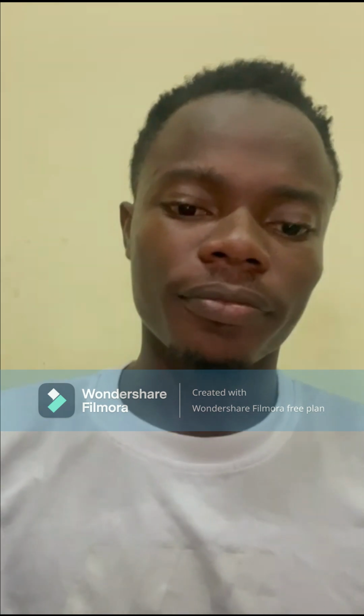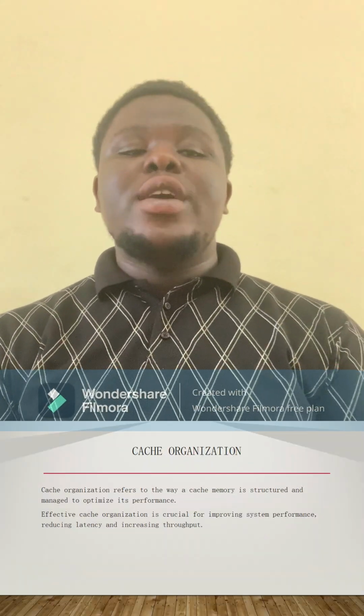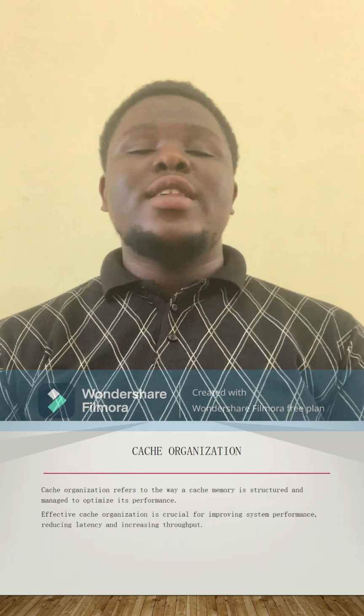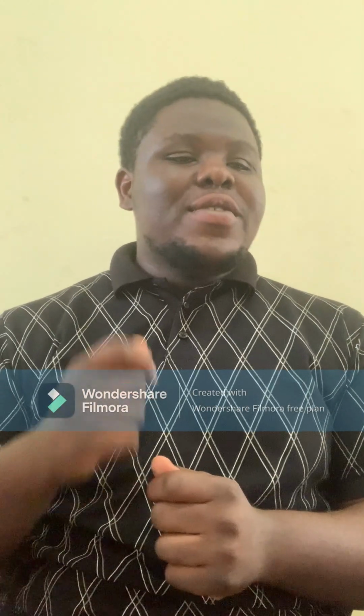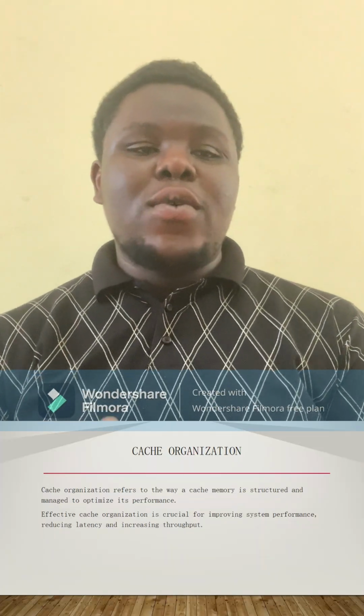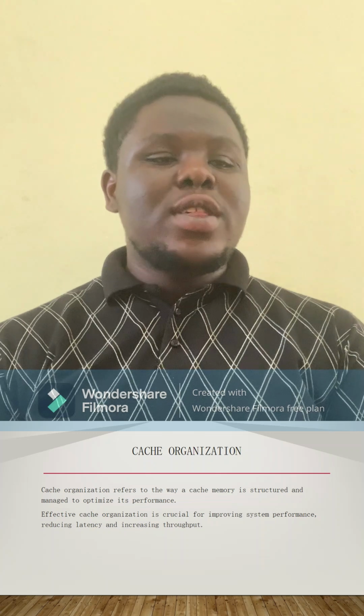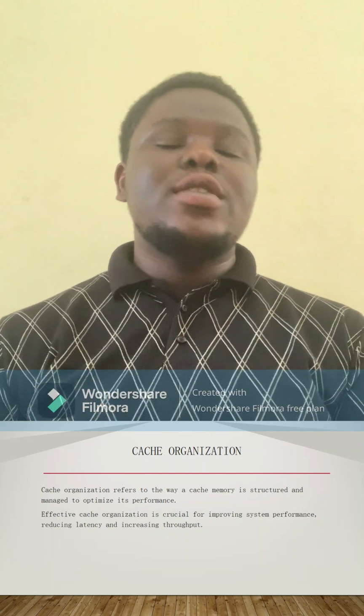Thank you very much. My name is Kelvin Bwamasapo, and I'll be taking you through cache organization and its types. Cache organization refers to the way a cache memory is structured and managed to optimize its performance. In other words, cache organization refers to the internal structure and arrangement of data within a cache memory system. Effective cache organization is crucial for improving system performance, reducing latency, and increasing throughput.